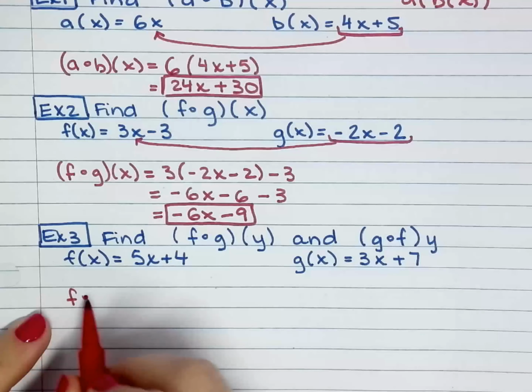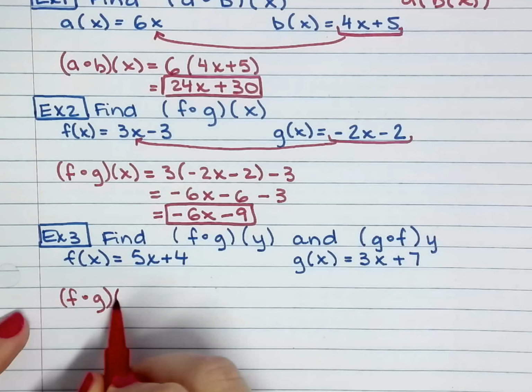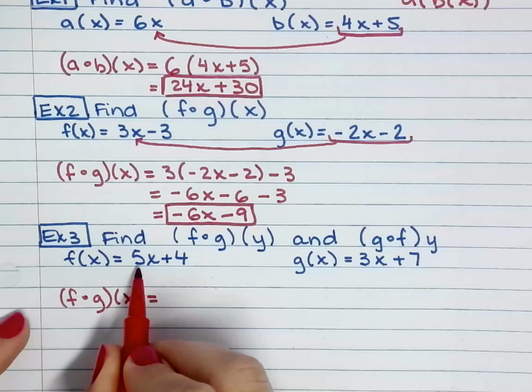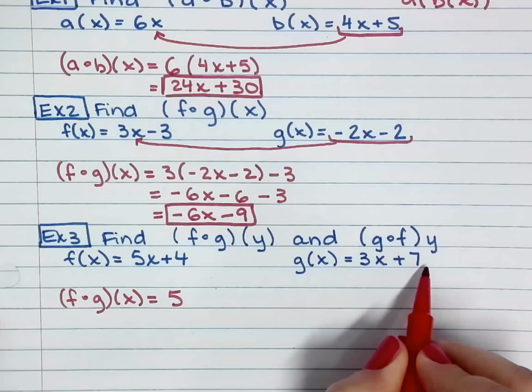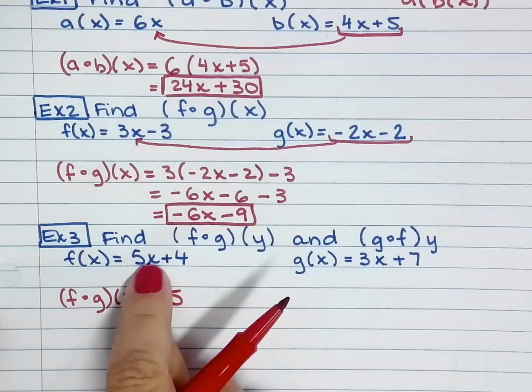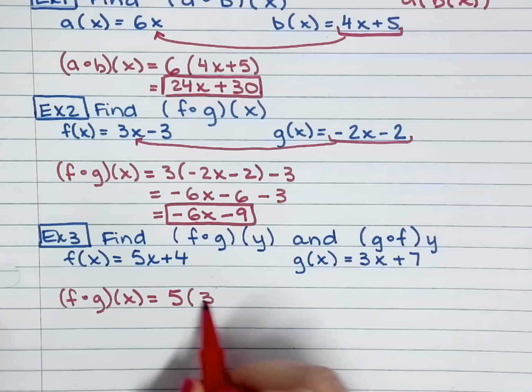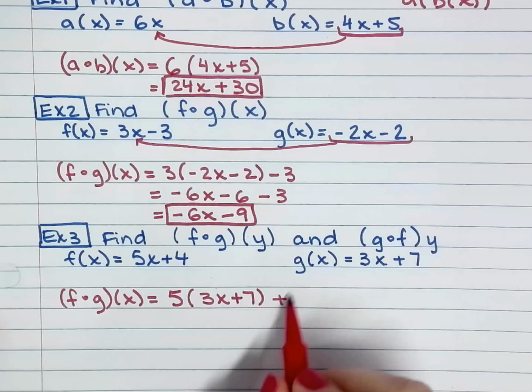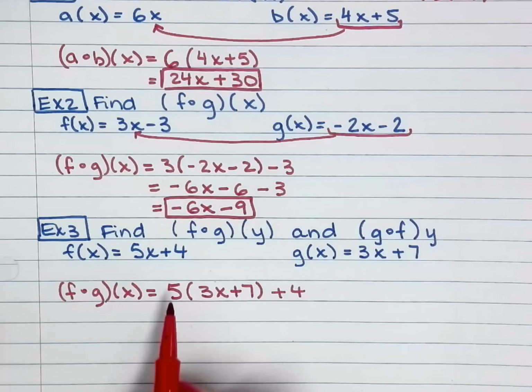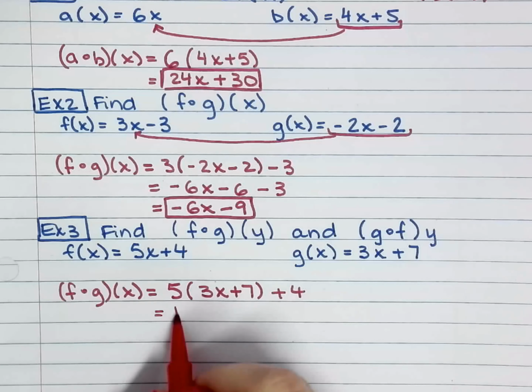So F is composed with G of X. So you start with the F of X function, so 5, and then you replace G of X right there for X. So 3x plus 7, that's the G of X function. And then you add 4. Okay? You distribute, you clean that up.